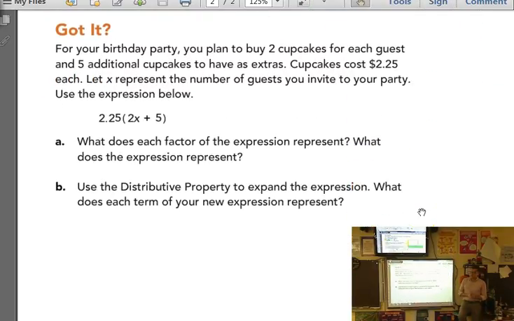So, for your birthday party, and we're going to have you solve this on your own, you decide that you're going to order 2 cupcakes per person because you're such a nice friend. And then, because you want to have some extras, you order 5 extras. So, I need you to list what the terms in the expression represent, and then figure out what the cost would be after you distribute. So try to simplify down your cost as much as possible.